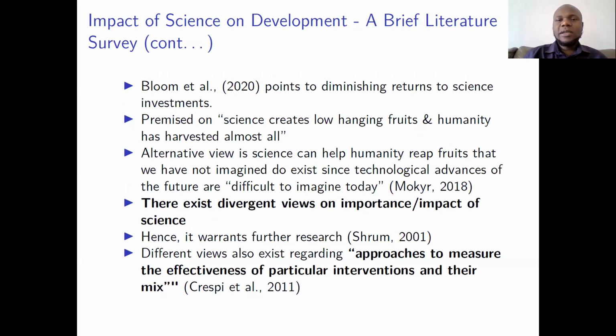Bloom et al. point to diminishing returns to science investment. Some people look at this with very high skepticism, because this is premised on the assertion that science creates low-hanging fruits and humanity has harvested almost all of them. Yet the alternative view of science, presented by Mokyr 2018, is that science helps humanity reap fruits that we have not yet imagined do exist, since technological advances of the future are difficult to imagine today.